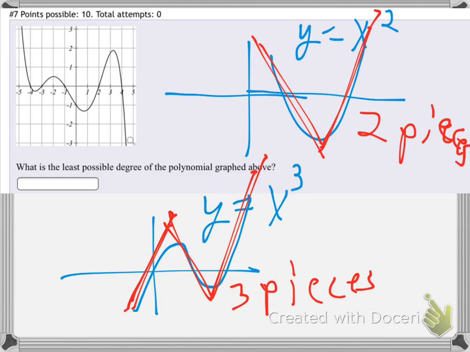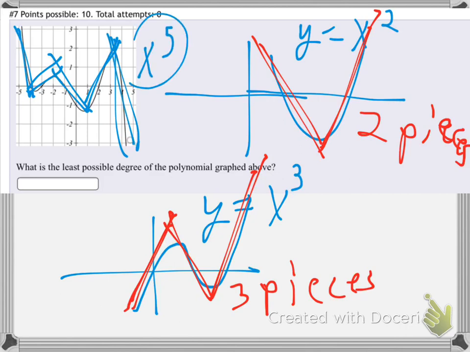And so similarly, what we can conclude about this function is that, based on the number of pieces, maybe I could figure out what it would look like. This has a down, an up, a down, an up, a down. That's 1, 2, 3, 4, 5 pieces. So this might be some kind of an x to the 5 looking function.